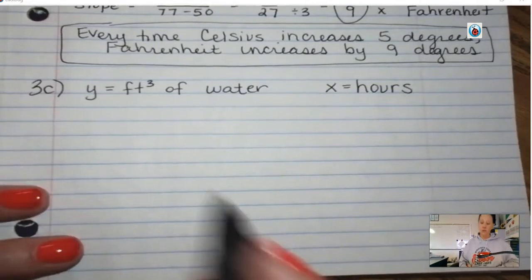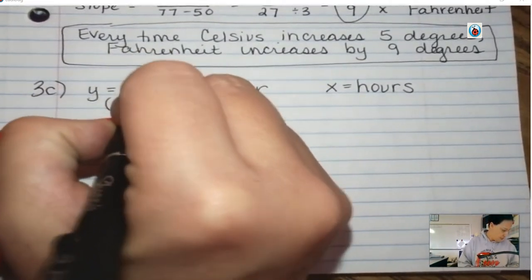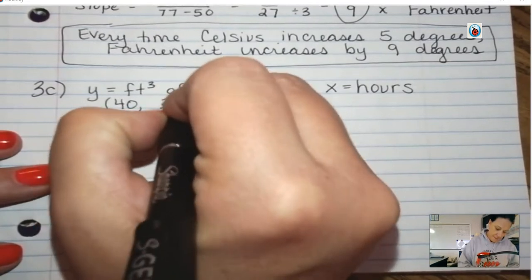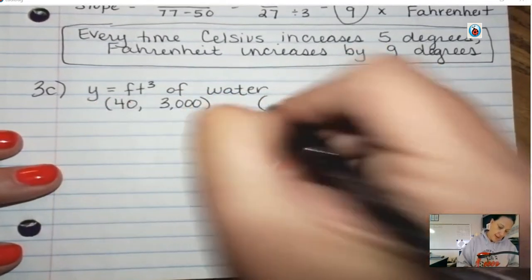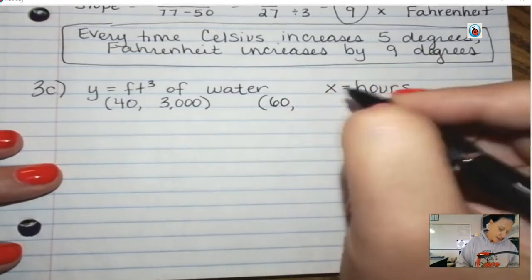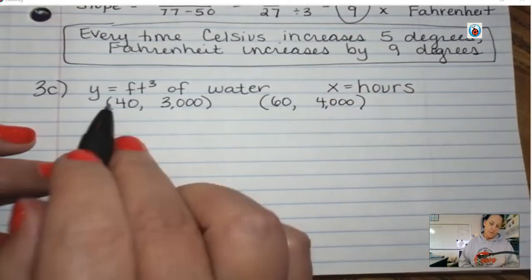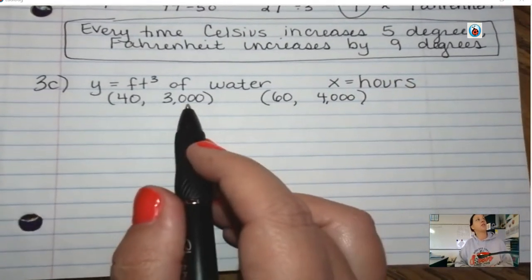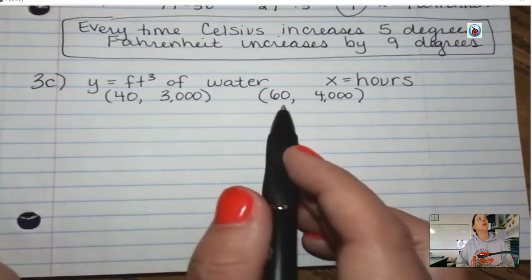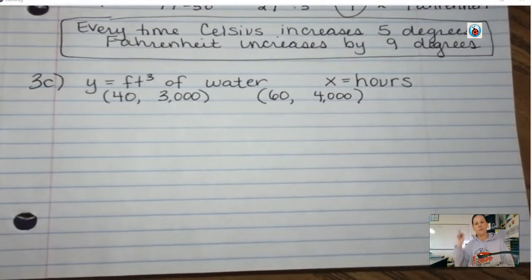It gives me 2 points in the question. The points are 40, 3,000 and 60, 4,000. So after 40 hours, there's 3,000 cubic feet of water. After 60 hours, there's 4,000 cubic feet of water. We have to find the slope, and then we have to interpret what it actually means.